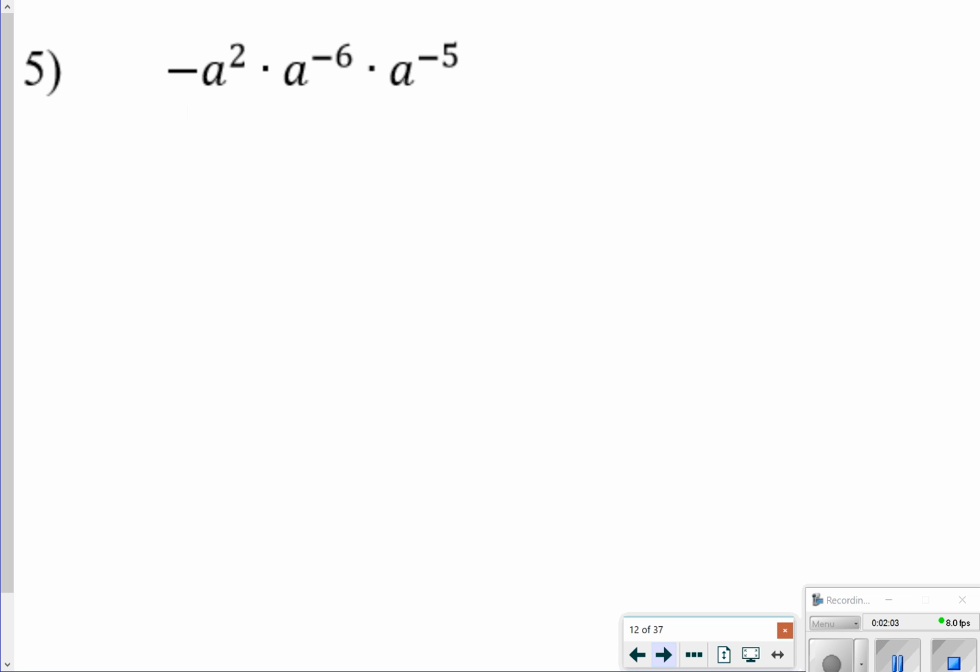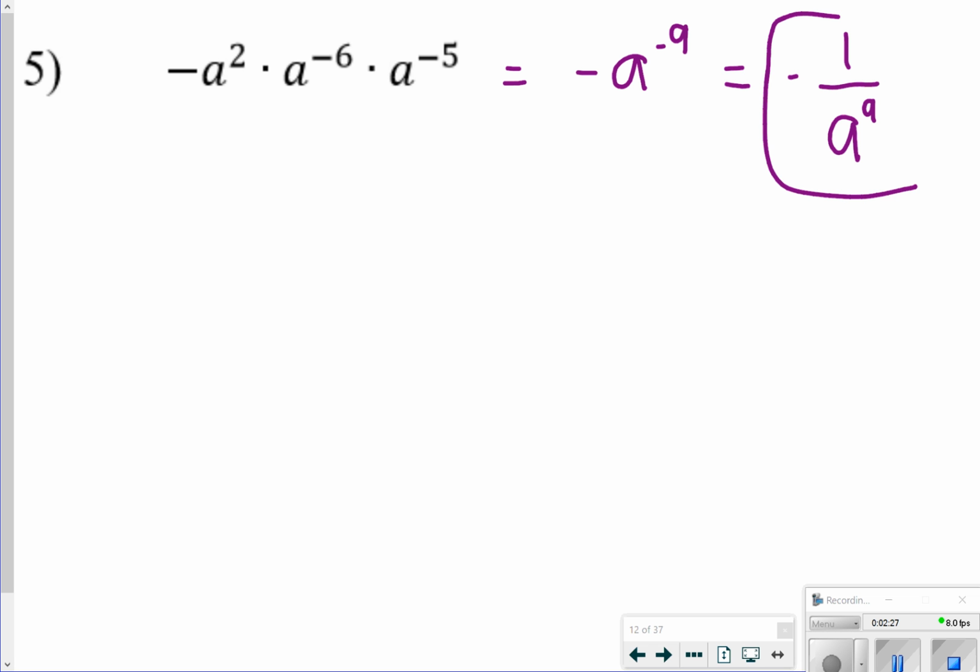Number 5, let's go ahead and just combine what we can here, noticing that we have 2 negative exponents. What we can maybe do first is just go ahead and add them together. If we added them together and multiplied, we would get negative a to the negative 9th power, which we can rewrite as negative 1 over a to the 9th power. You might have figured it out a different way, and that is totally fine as long as you get negative 1 over a to the 9th.